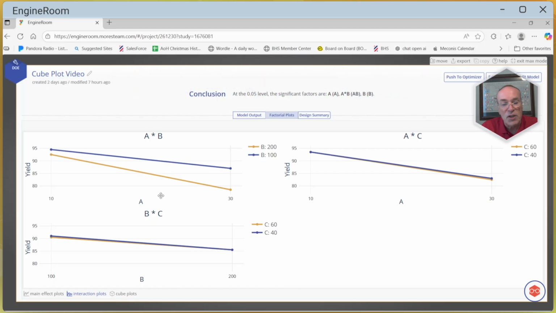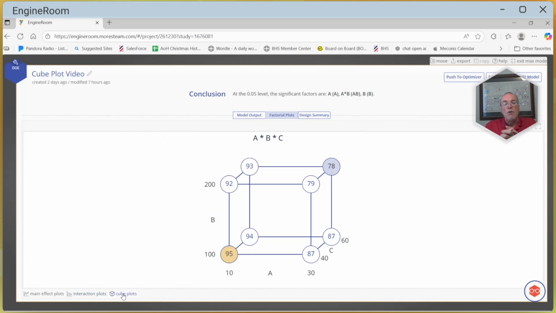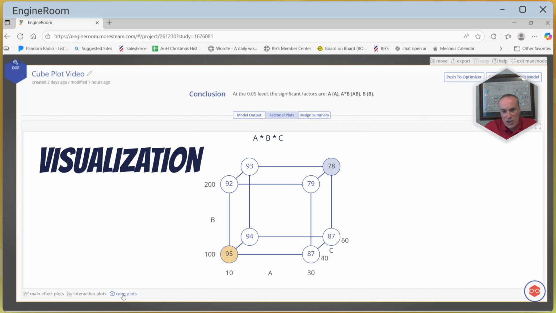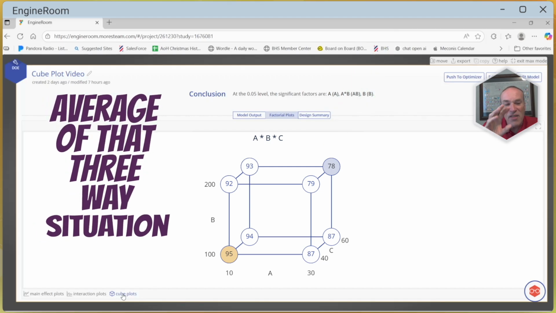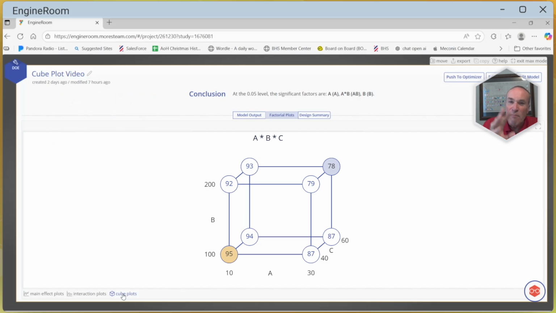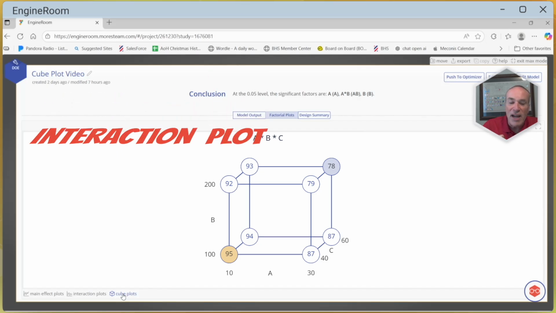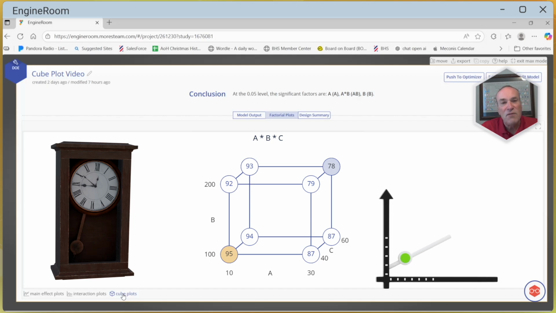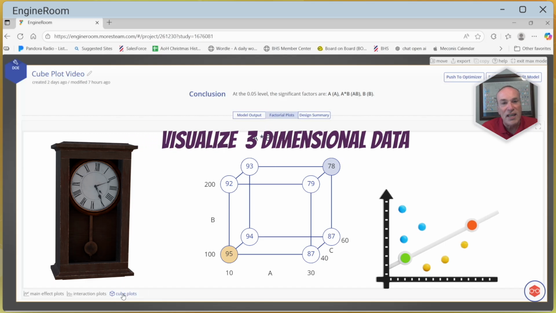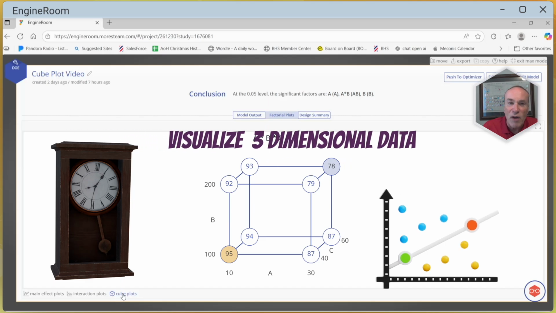But here we go. Here's the cube plot. Now, with the cube plot, what we have is a visualization. Each of those little balls on the corners represents the average of that three-way situation. So you can kind of look at this much like a three-way interaction plot. But back in the old days, we used to use these plots all the time to kind of visualize three-dimensional data that didn't come out in a graph form.